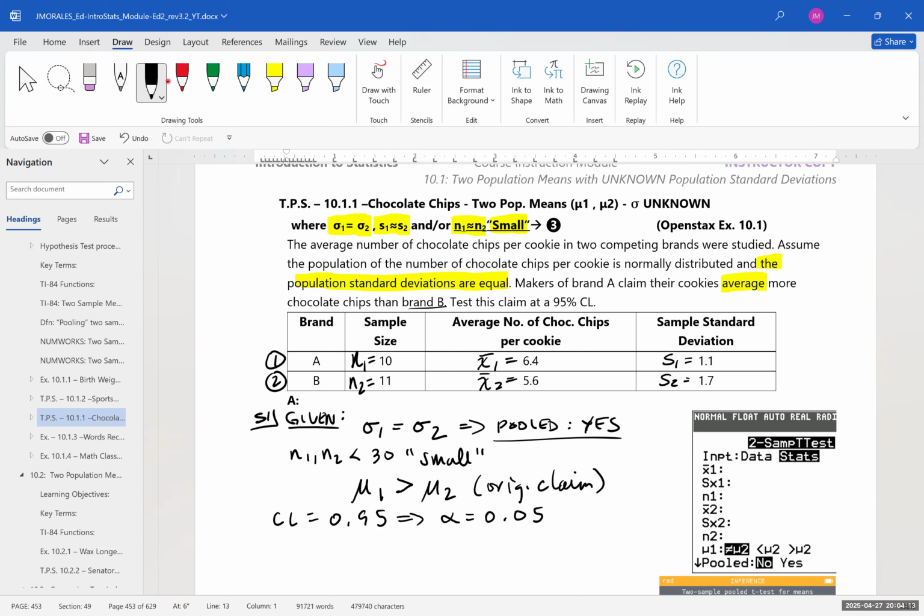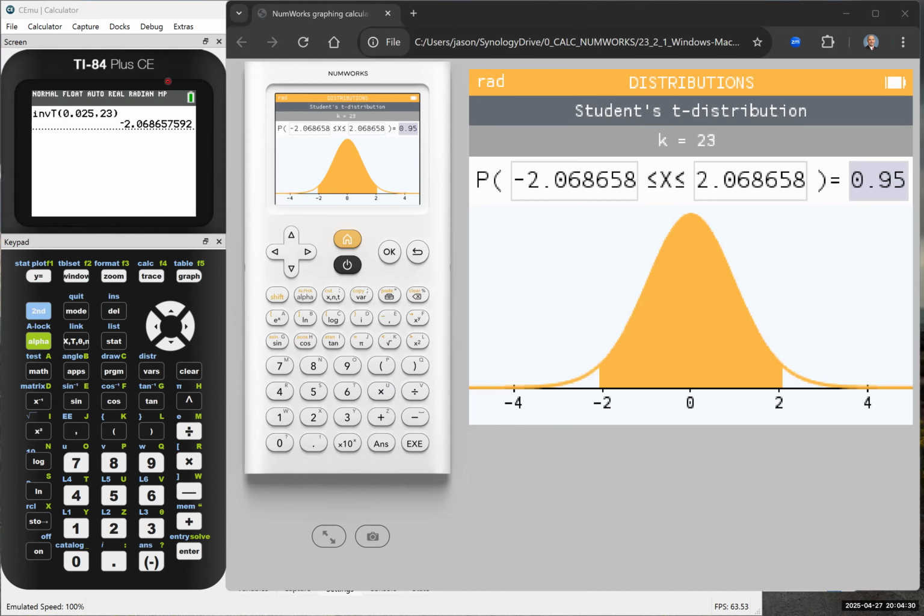All right, and even though these are considered equal, they are unknown. And so because they're unknown, we have to use the student's t-distribution.